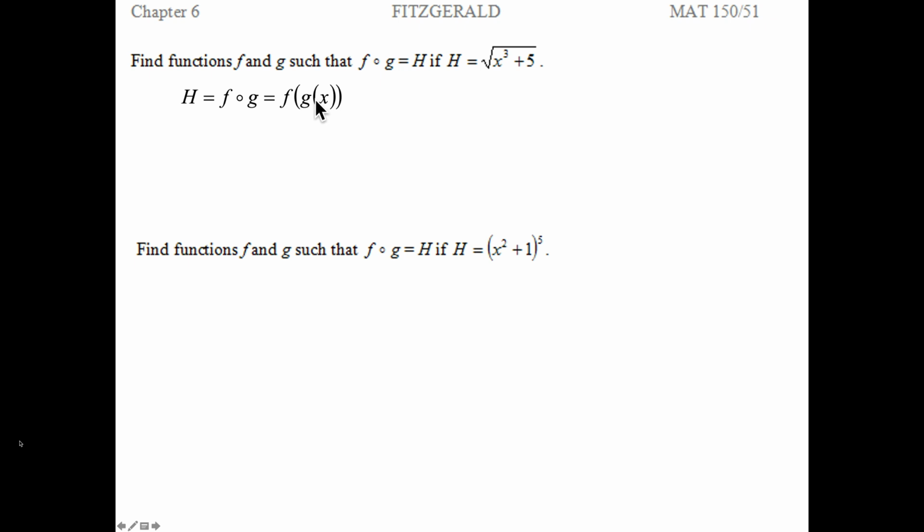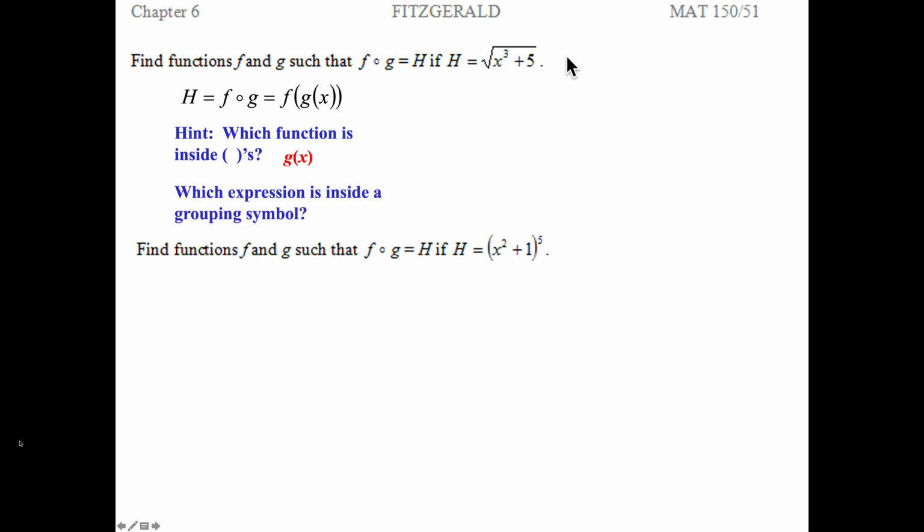Now here's how I always do these problems. G of x is inside parentheses. Which function is inside parentheses or a grouping function? So we said g of x is in the parentheses. Who's in my grouping symbol? X cubed plus 5 is inside the grouping symbol of a square root. Okay, that's your g of x.